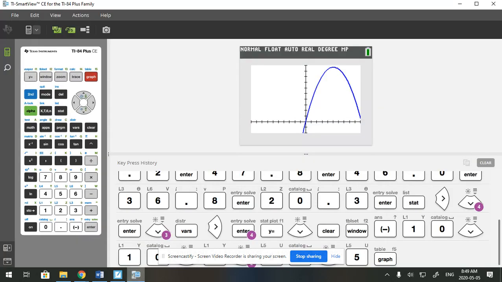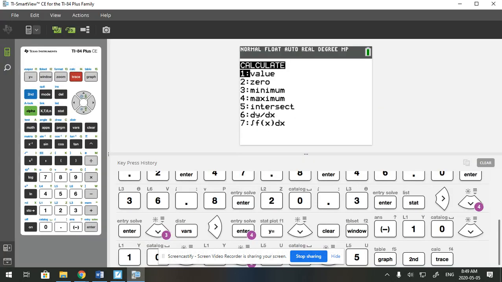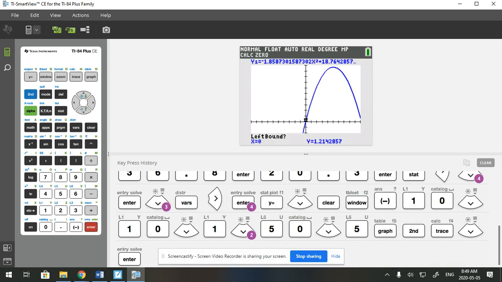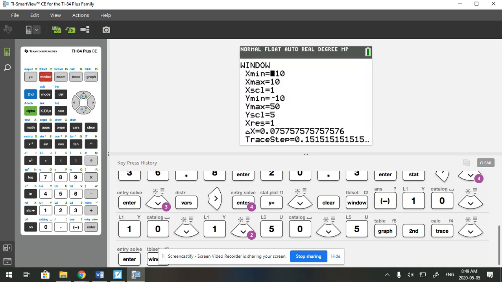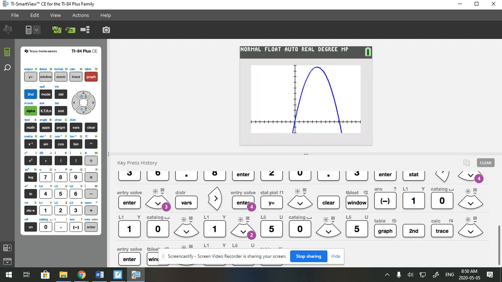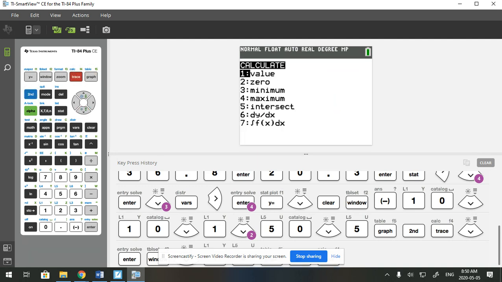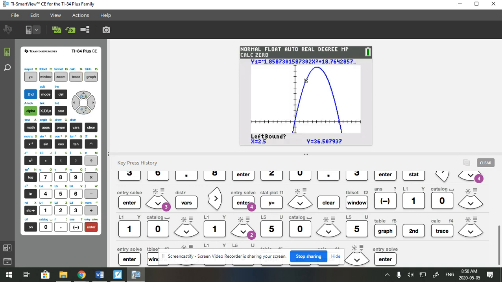So let's do that. I'm going to go to second calc, and then I'm going to go down to 0, and it wants me to calculate the 0 of the function. Oh, mine's almost off the screen. Maybe I'll make my x value a little bit longer in my window. Let's say 15. Okay, so now we're going to go second calc to 0. And I want to figure out what the 0 represents.